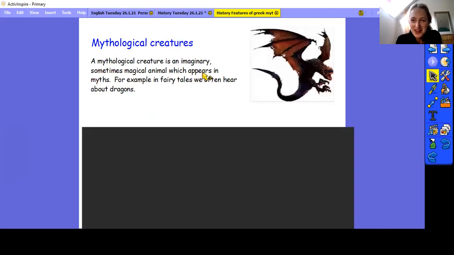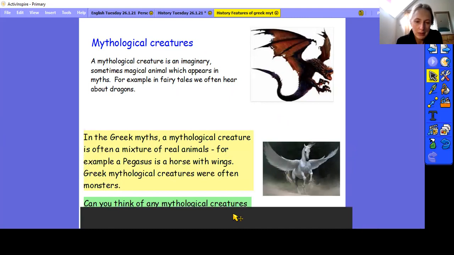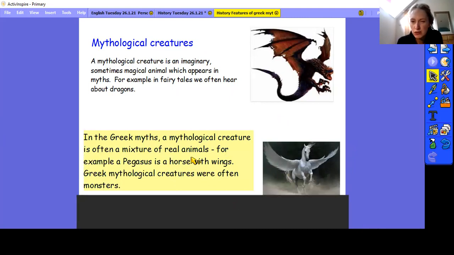So moving on to the next ingredient in our Greek myth, and that's mythological creatures. You might want to practice saying that if you're on your own. Mythological creatures. And a mythological creature is a kind of imaginary, made-up creature, sometimes a bit magical, which appears in the myths. For example, we often hear about dragons in fairy tales, don't we? We know they're not really real, but they are a sort of an animal that often appears in it. And this one's a Hungarian horntail from the Harry Potter film.